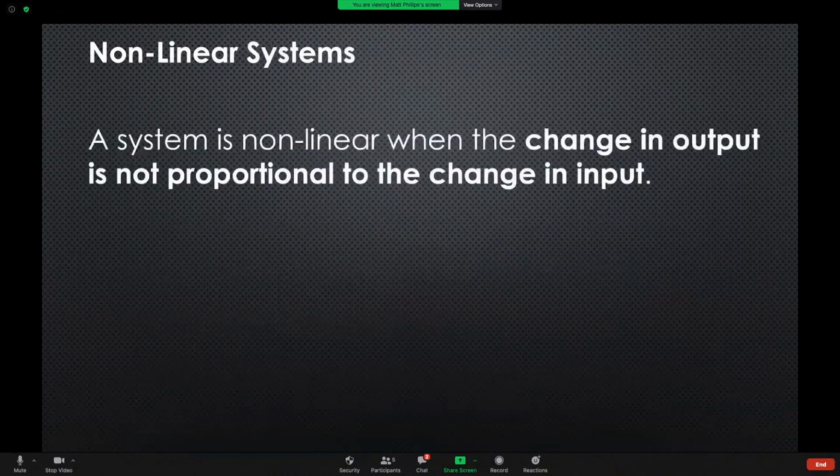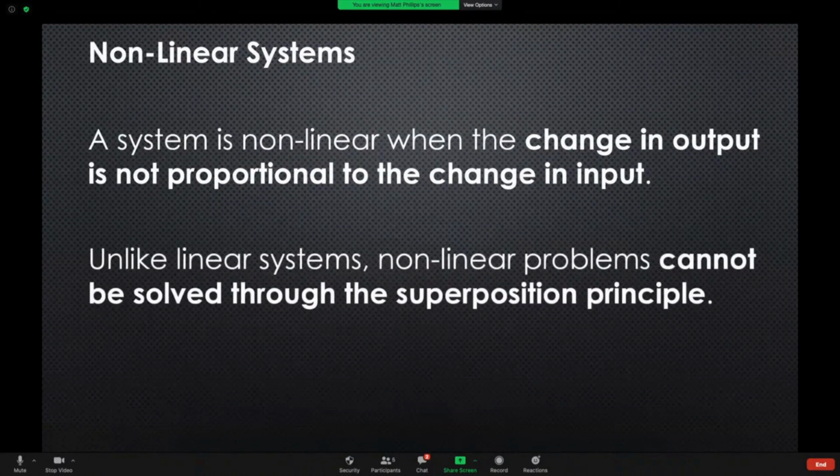So we'll start with a definition of what we mean when we say nonlinear. At a system level, a system is nonlinear when the change in output is not proportional to the change in input. So it's the opposite of a linear system. Unlike linear systems, nonlinear problems cannot be solved through what's called the superposition principle, which we'll go into a little bit more. The main thing to keep in mind there is the change in output not being proportional to the change in input.